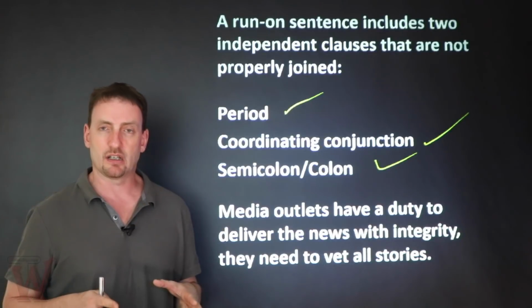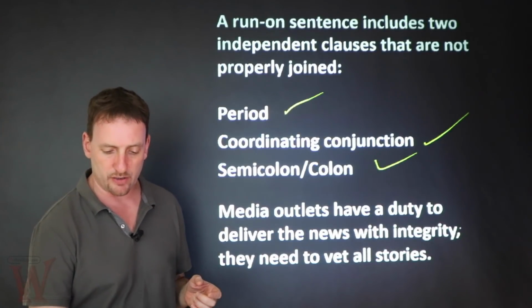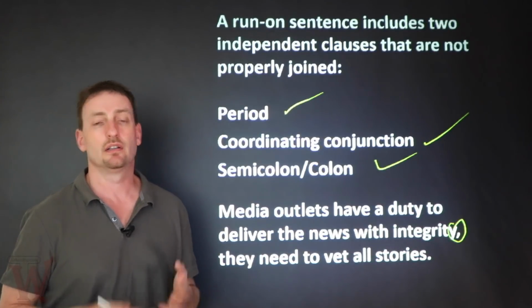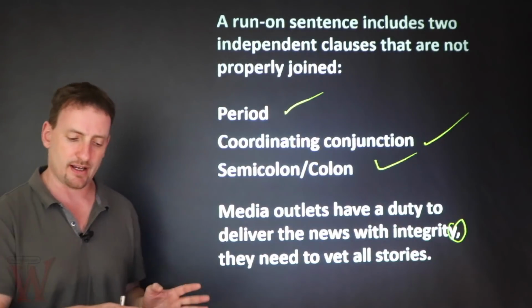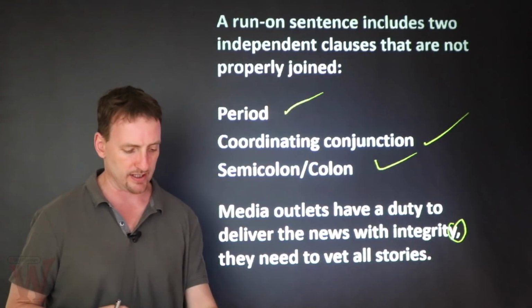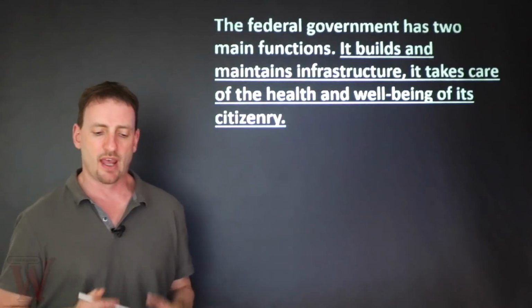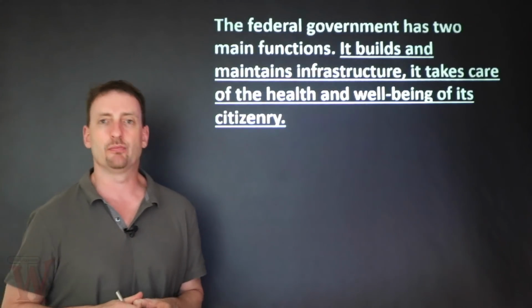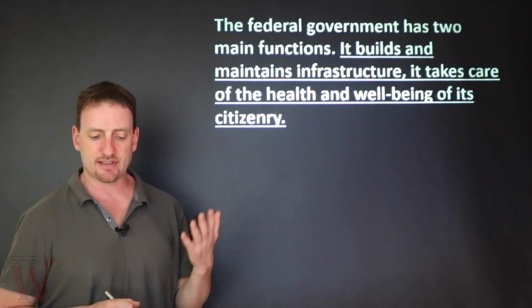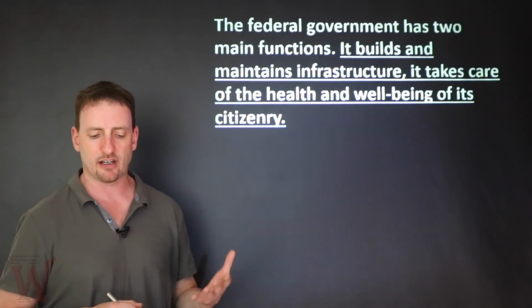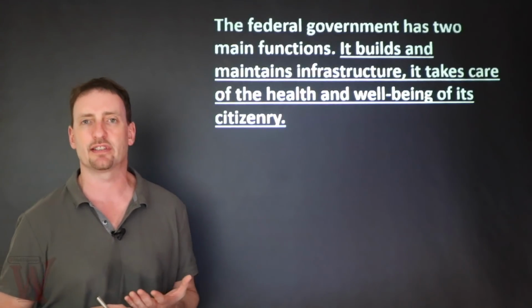The problem here is that the two clauses are joined by a comma. You can't do that, okay? So we're going to come back to this sentence in a moment. We're going to look at another example first. The federal government has two main functions. It builds and maintains infrastructure. It takes care of the health and well-being of its citizenry.